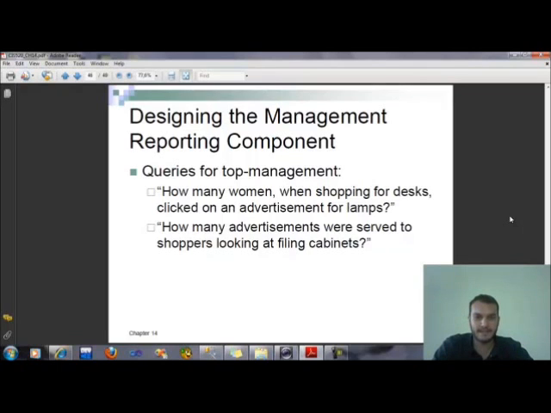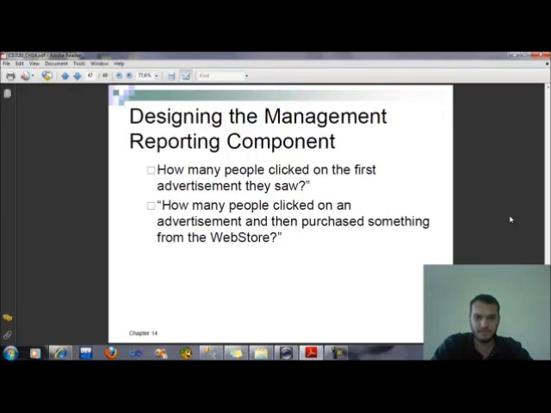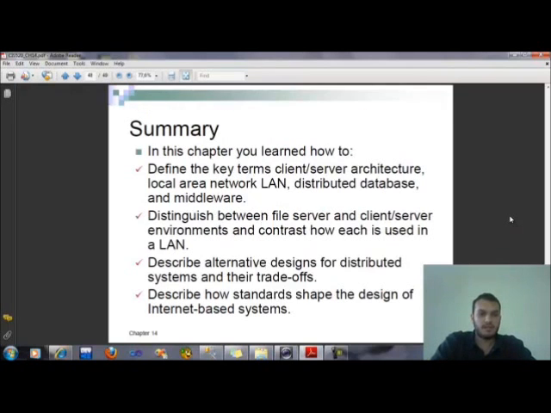Queries for the top management. How many women shopping for desks clicked on an advertisement for lamps? How many advertisements were served to shoppers looking at filing cabinets? How many people clicked on the first advertisement they saw? How many people clicked on the advertisement and then purchased something from the web store?